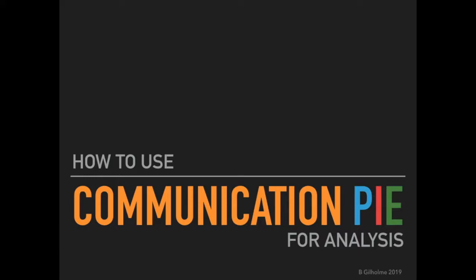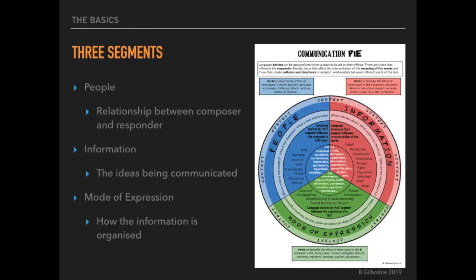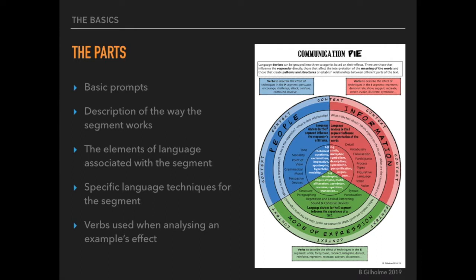I'm going to be taking you through how to use the communication pie for the purposes of analysing a text. For those of you who are not familiar with it, there's three segments. You have in the first segment the people, so that's the relationship between the composer and the responder, simply put, the information, the ideas that are being communicated, and the mode of expression, how the information is organised. And you'll see that there's a variety of different parts to this diagram.